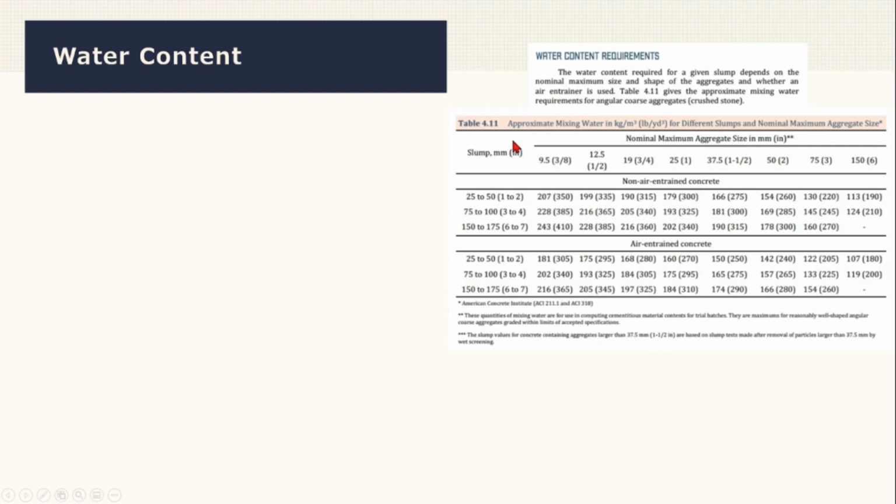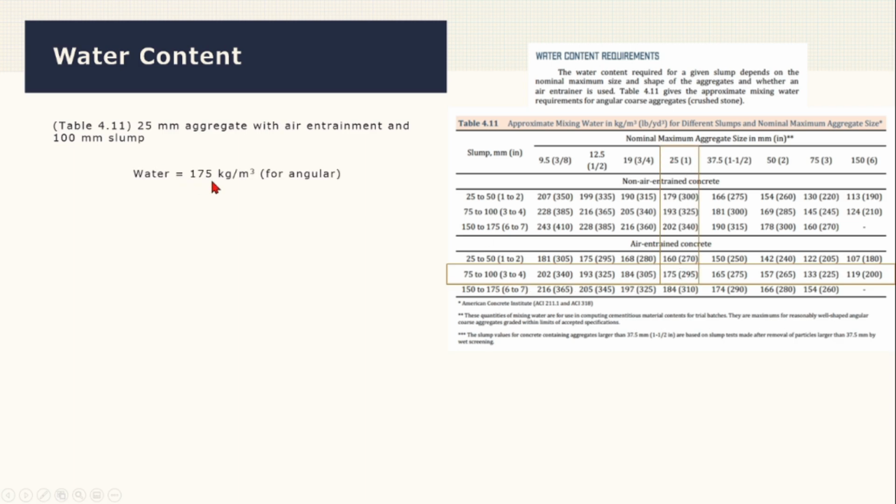From table 4.11, we can determine the approximate mixing water in kilograms per cubic meter for different slumps and nominal sizes of aggregate. Since we have 25 millimeter aggregate with air entrainment and 100 millimeter slump, we will be selecting here the air entrained concrete with a 75 to 100 millimeter slump and also the 25 millimeter maximum aggregate size. Therefore, our water is now equal to 175 kilograms per cubic meter of concrete. Take note, this is for angular.